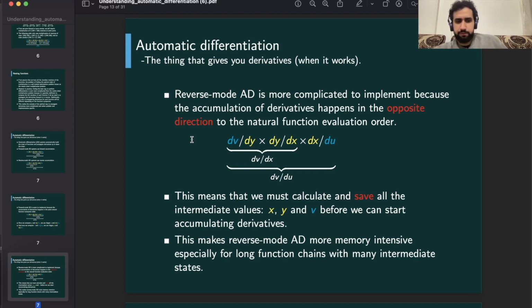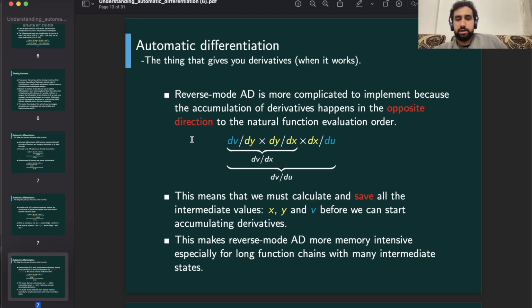We need a way to go from the inputs towards the outputs, save all the intermediate values, and then have a way to propagate the derivatives backward, or in reverse, from the outputs towards the input. And that means we have to save a lot of intermediate values. And this makes reverse mode AD much more memory intensive and much more complicated to implement and optimize in practice.